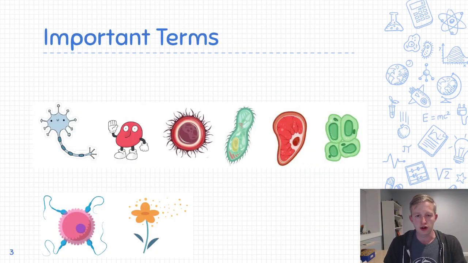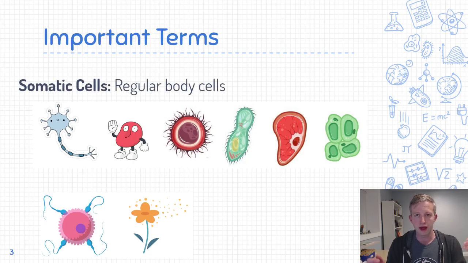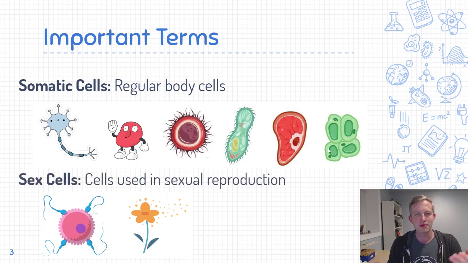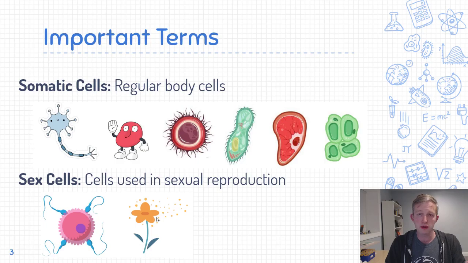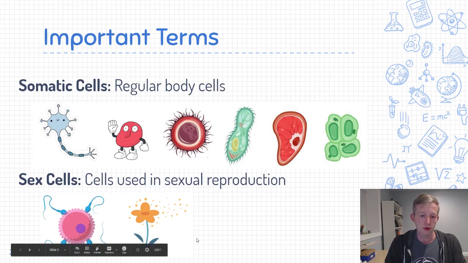So there are some important terms. The first one, somatic cells. Somatic cells are our regular body cells. These are our completely normal cells, and include things like a neuron and a blood cell, just normal cells inside of an organism. The second type is sex cells, and like I said, that's specifically sperm and egg cells. And when you talk about plants, it might seem a little weird, but pollen is a way of delivering a sperm cell. So it's related to the sexual reproduction that occurs inside of flowering plants as well.